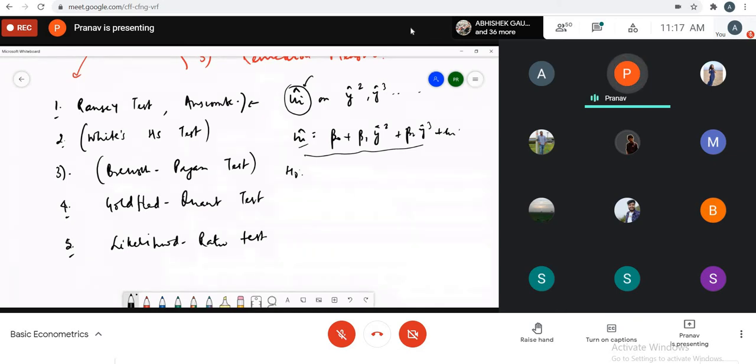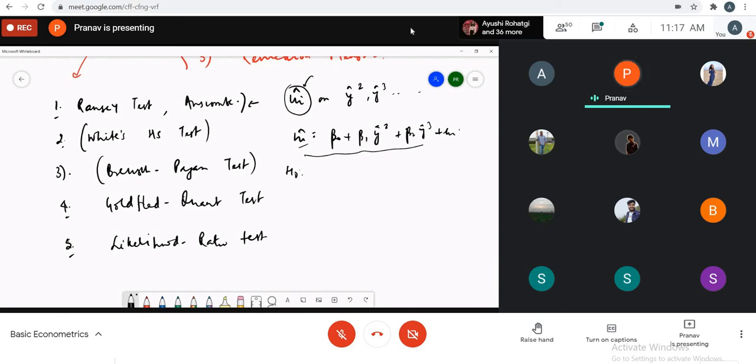So you run a regression. This is called a regression of UI on different non-linear powers of predicted values of y, then test for the joint significance of this entire model. I'm sure that once you talk about the joint significance, it involves a test which is your F test.